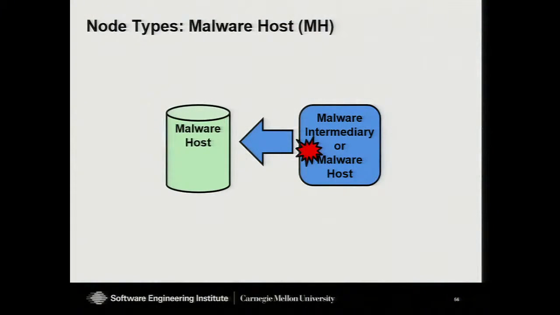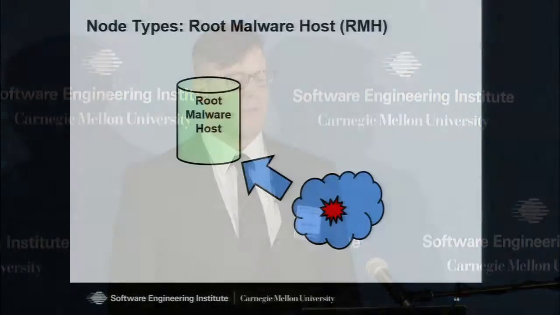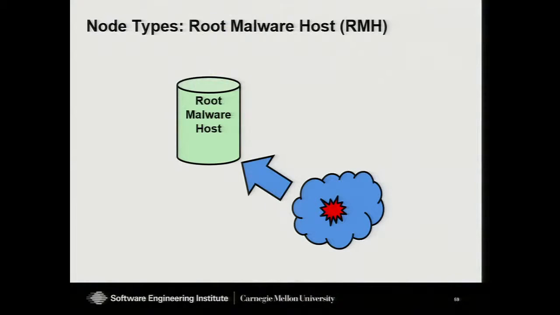A malware host is a domain that was infected by some other node in the graph, either a malware intermediary or a malware host. So these domains actually have malware binary stored somewhere on the hard drive of a server behind that domain. A root malware host is interesting because this is a domain that has malware on their hard drive somewhere, but the malware did not come from anywhere on the graph, and we suspect that this is because these systems may have been compromised or be under some control by the malware authors or other malicious actors.